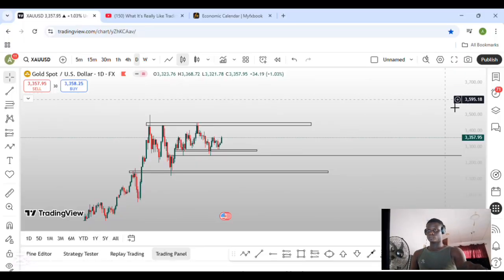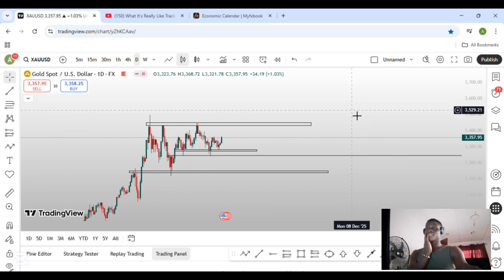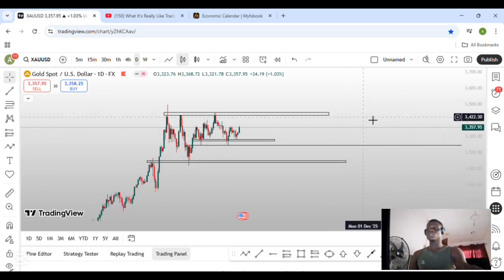So let's get to the screen, not talking too much, and let's see what we have for the weekly outlook. Let's go. This is my outlook on XAUUSD.